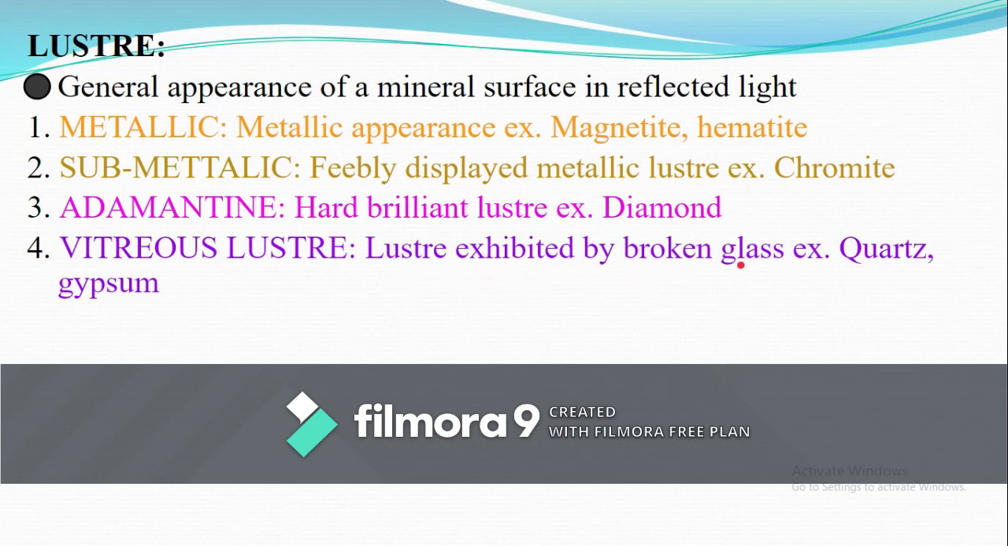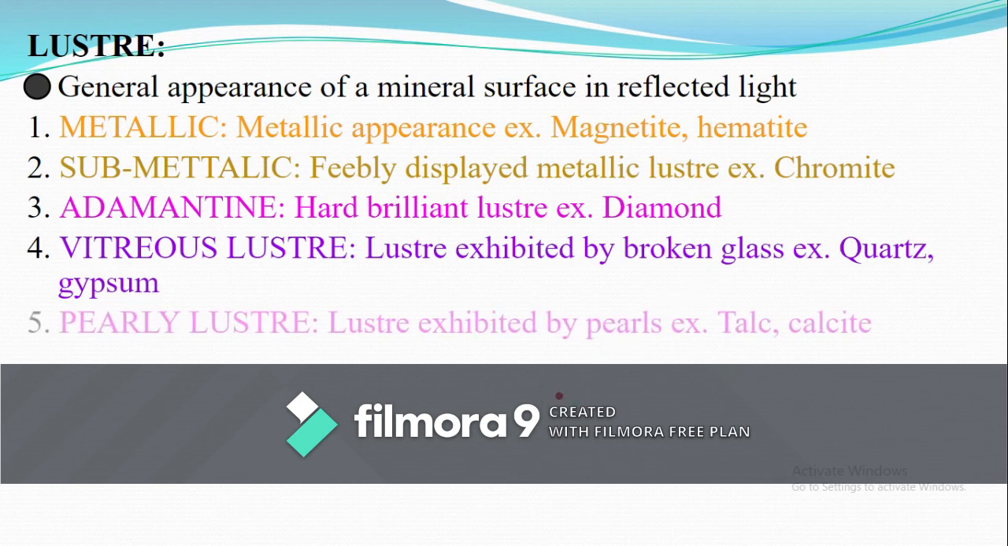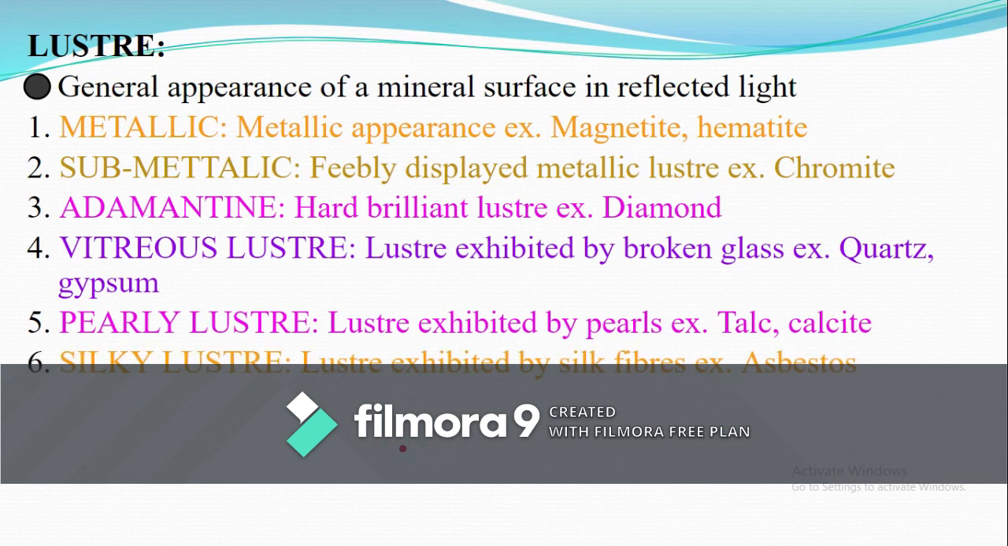Suppose you have a glass in your window. You take it and see how it shines. This is called vitreous. Quartz is one of the examples. Then pearly luster shines like a pearl; talc or calcite are examples. Then silky luster shines like a silk fiber. Silk fiber is what we use for stitching clothes. How it shines, that is silky. Asbestos is an example.